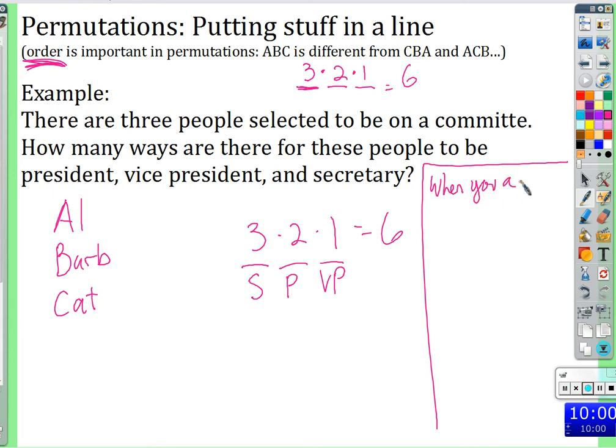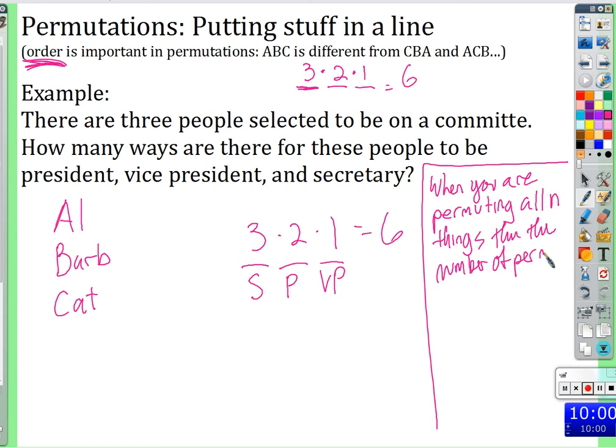Here's a new word: permuting. That means finding all the permutations, arranging them in different orders, all n things. This letter n we use a lot. We already used it when we did sequences and series, right? n is like the total number of things. Here n is three, there's three total people. They're being arranged into, it just happens to be three different offices. When you're arranging all n of them, then the number of permutations is n factorial.